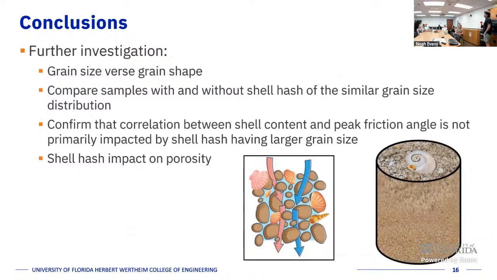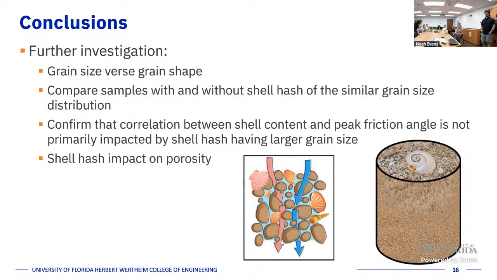So to go into this a little bit further, what we need to do for the future to flesh out this study would be to look at more grain size versus shell hash. So looking at the actual grain size of the beach sand and figuring out if these effects we're seeing are actually because of the grain size difference or because of the properties of the shell hash.